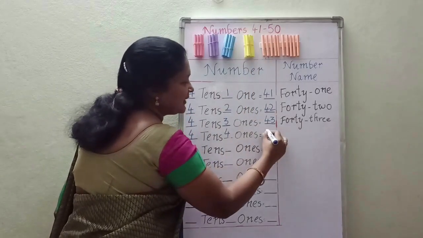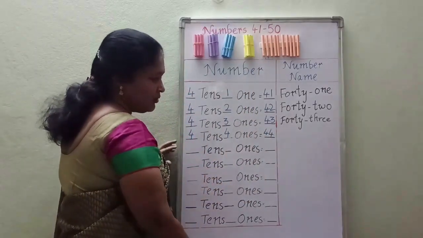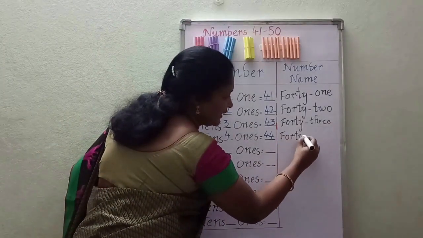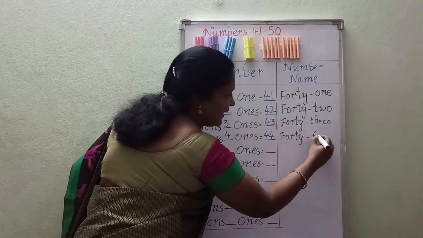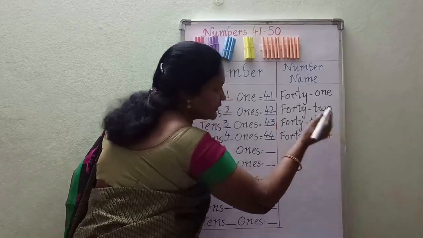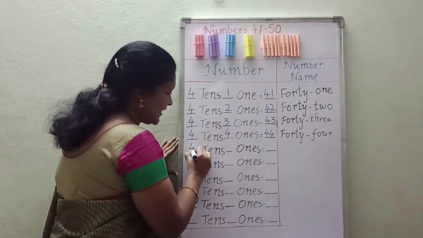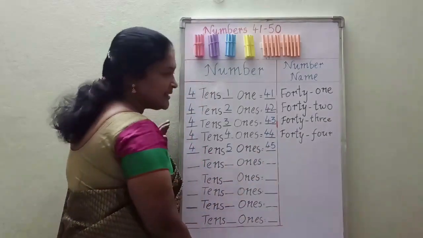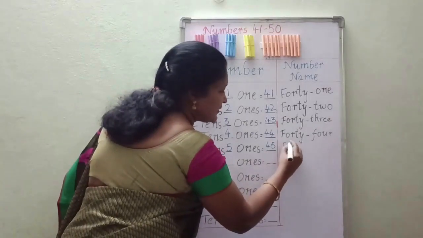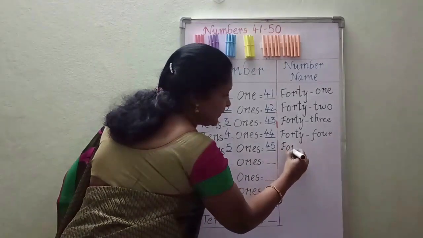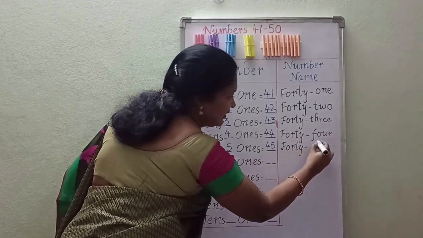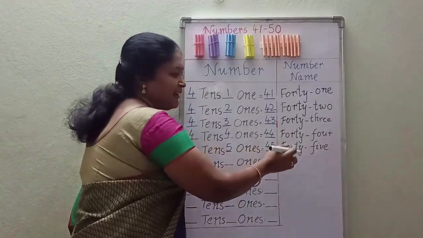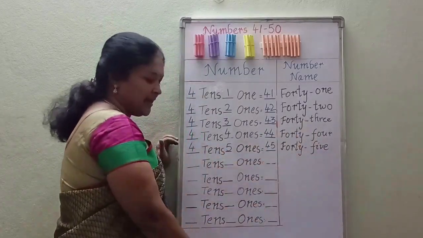And next one, 4 tens, 4 ones. That is 44. What is the spelling of 44? First write the 40 spelling. Then put a hyphen and then write the 4 spelling. All of you know the 4 spelling. Okay, now 4 tens, 5 ones. That is 45. What is the spelling of 45? First write the 40 spelling. Then put a hyphen, write the 5 spelling. 45. F-O-R-T-Y, 40. F-I-V-E, 5.